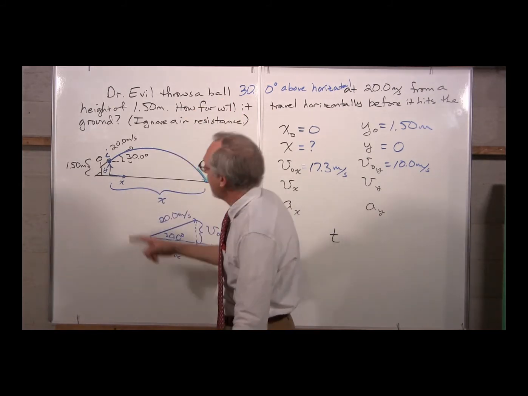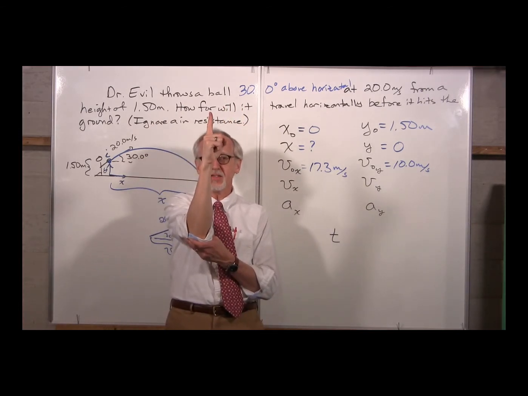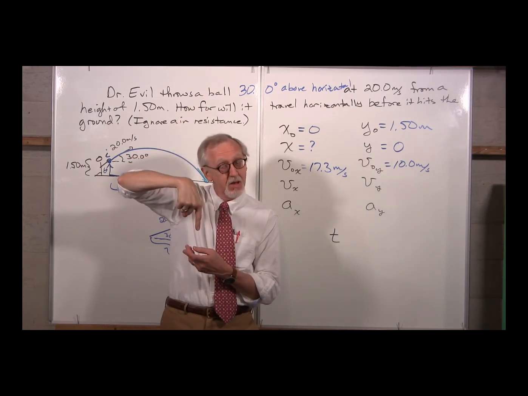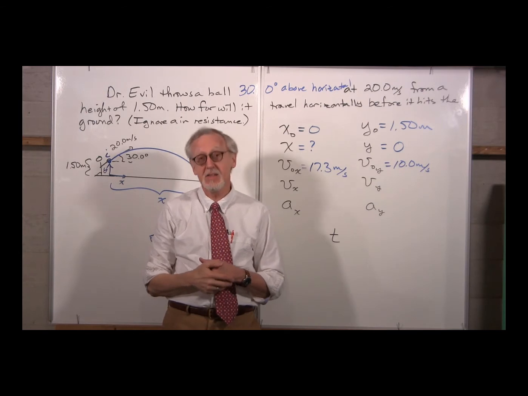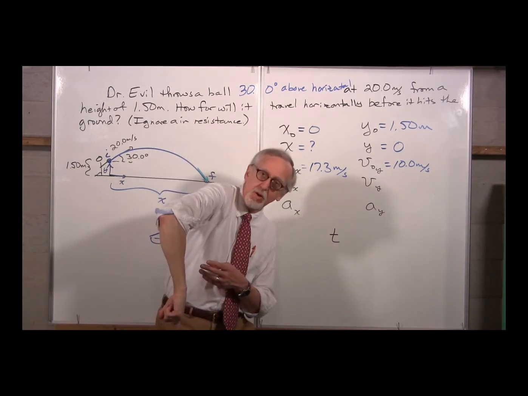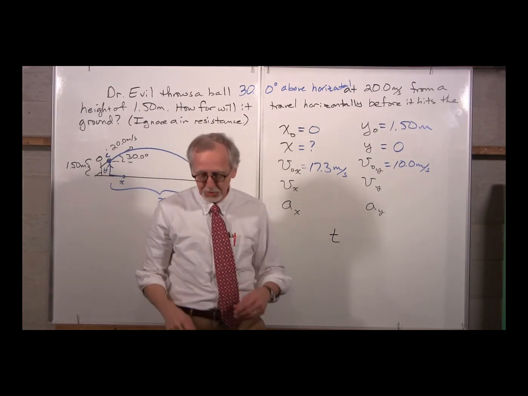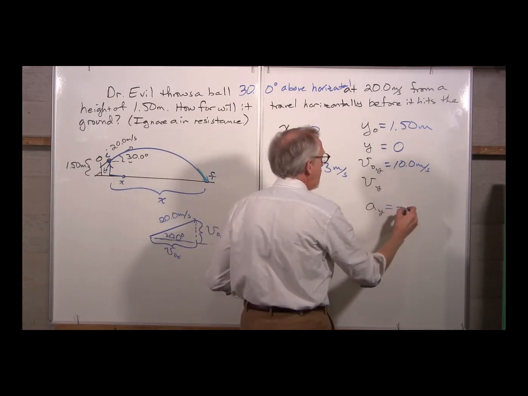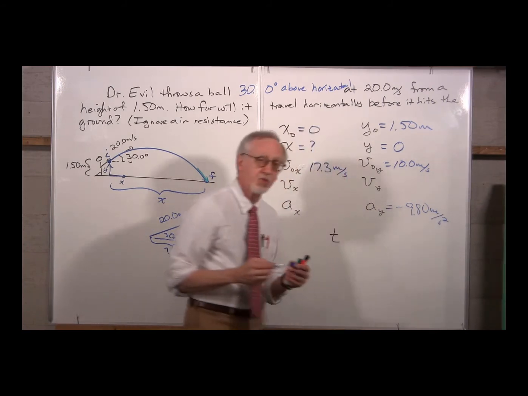Again, remember, the y-axis is positive upward. We chose our y-axis to be positive up. In that case, a vector pointing down must have a negative component. That's why a sub y is negative. We've chosen positive to be upward, so downward must be negative. And what's the magnitude? 9.80 meters per second squared. So we know a sub y is negative 9.80 meters per second squared.